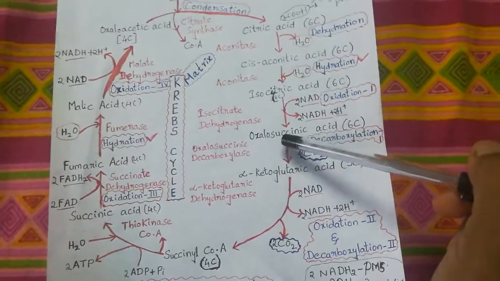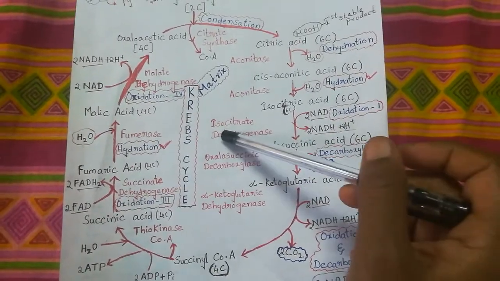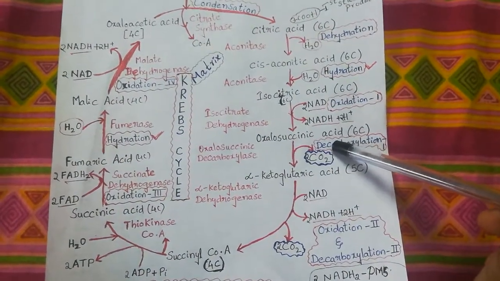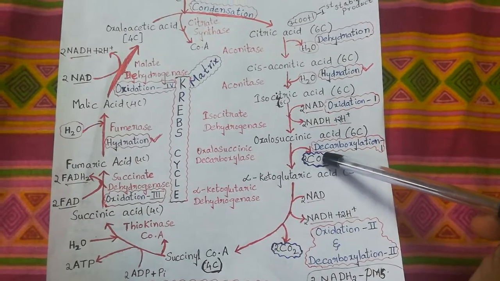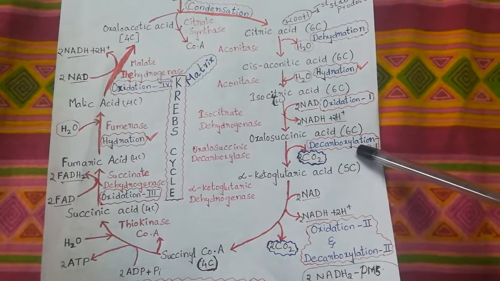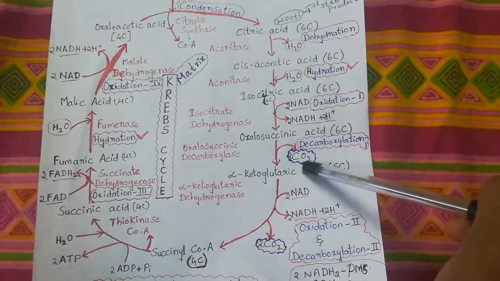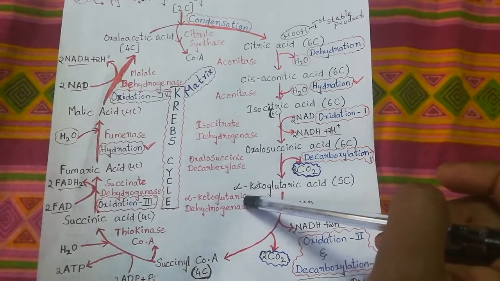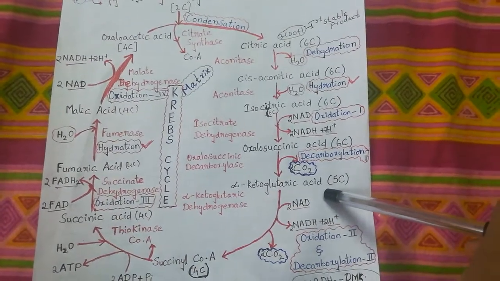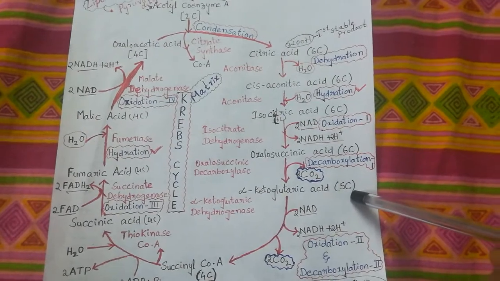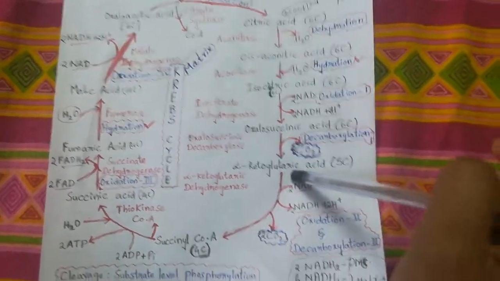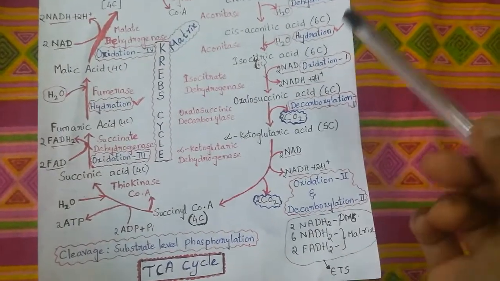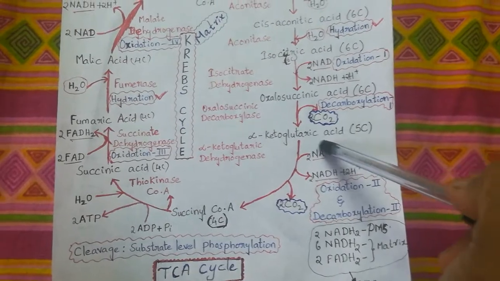So by oxidation, isocitric acid in the presence of isocitrate dehydrogenase forms oxalosuccinic acid. Now this oxalosuccinic acid, which is a 6 carbon compound, undergoes decarboxylation, that is removal of carbon dioxide, 2 molecules for 2 turns of Krebs cycle. It forms alpha ketoglutaric acid, which is only a 5 carbon compound in the complete TCA cycle. Now this alpha ketoglutaric acid, which is a 5 carbon compound, undergoes further oxidation.